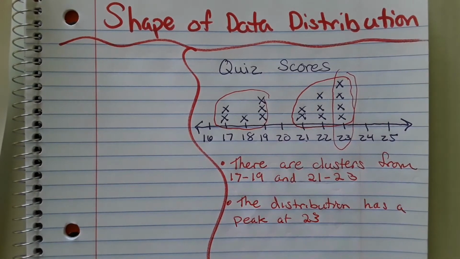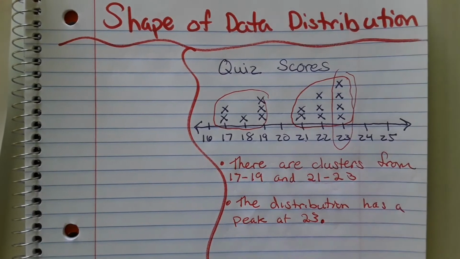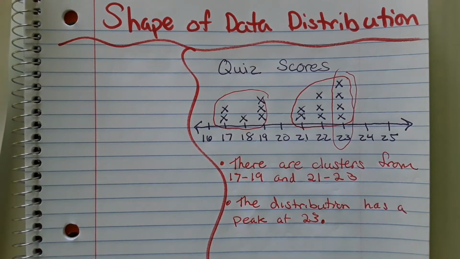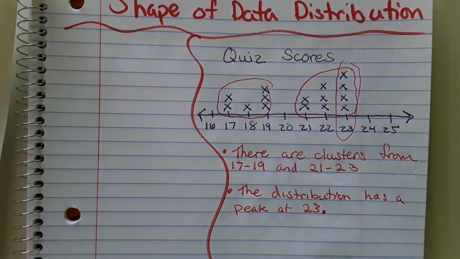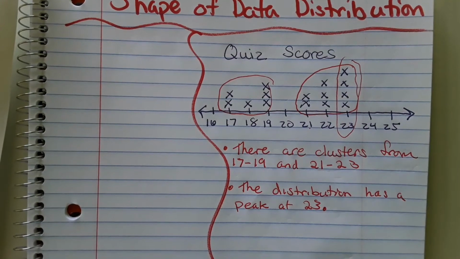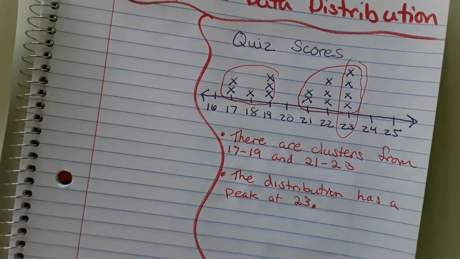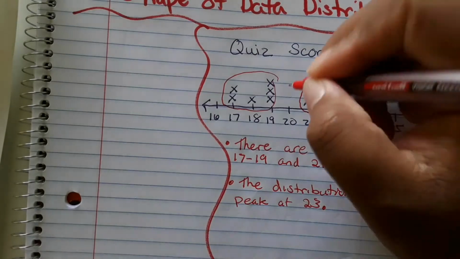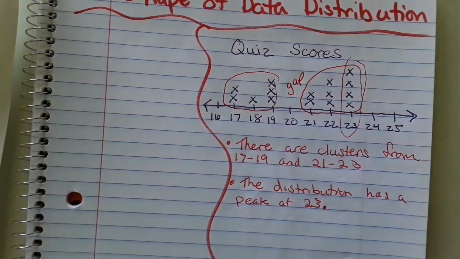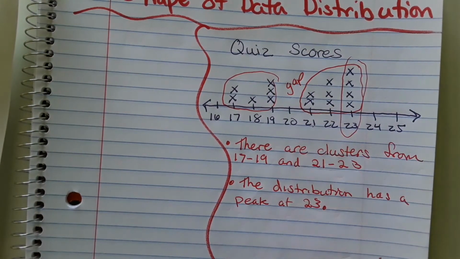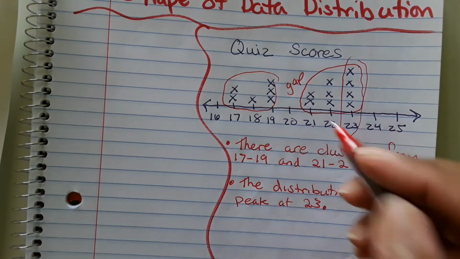Anyways, the most common score was 23. And then there is a gap. So we're looking for that empty space. And so I have a gap here at 21. So we could say there is a gap at 20.